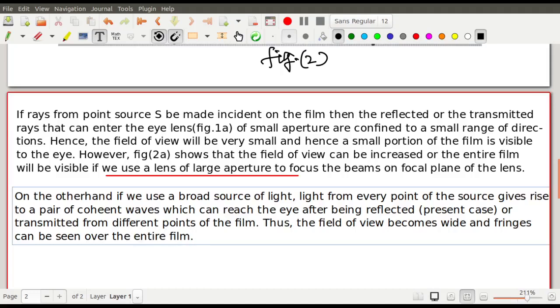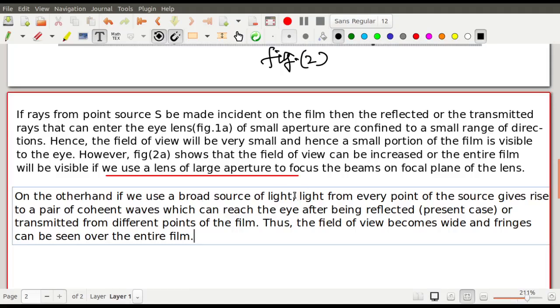Can be seen over the entire film, right? So that's the idea. Again, you know that we should use a thin film, not a thick film. We say interference in thin film, not thick film, because thick film has some difficulty, as you know. If you use a thick film, again you will be able to see only a few fringes. Okay, so this is the reason.